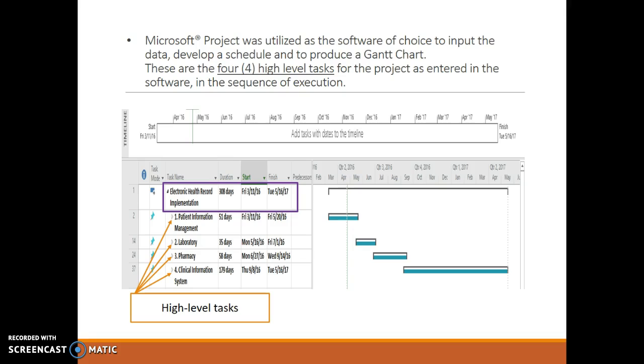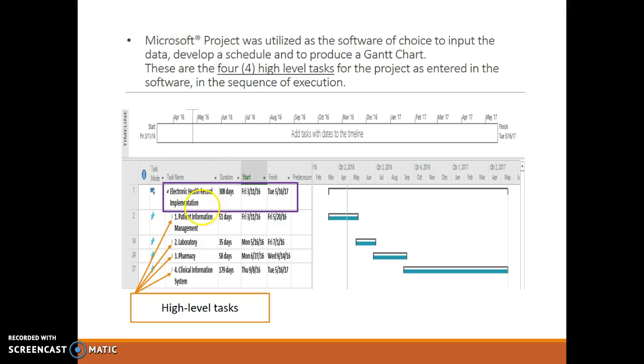Microsoft Project was utilized as our software of choice here. We use that to input our data, develop our schedule, and we also used it to produce a Gantt chart. And once again on the screen, we see our 4 high-level tasks. Electronic health record implementation is going to take a total of 308 days to complete, beginning on March 11th and ending on May 16th, 2017.